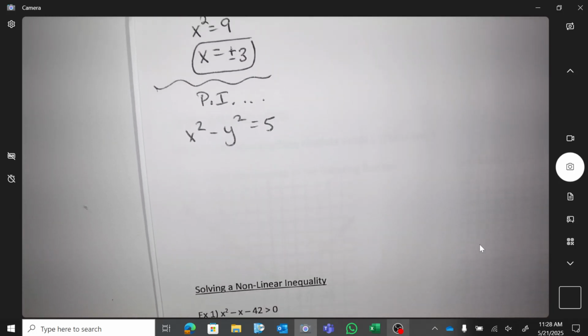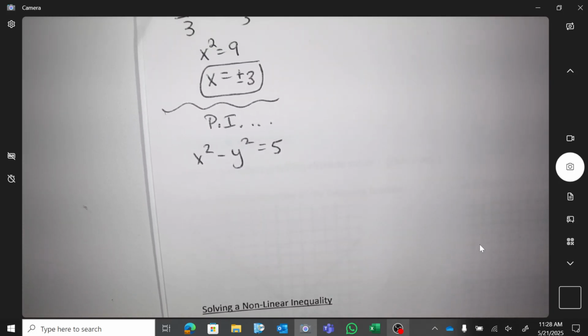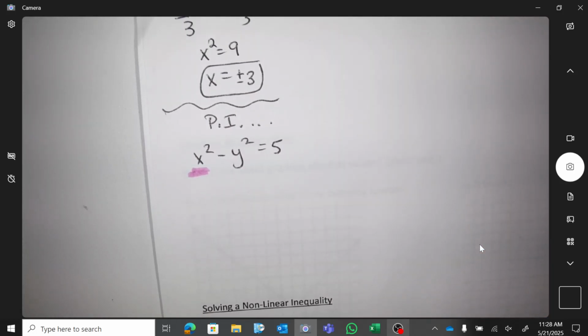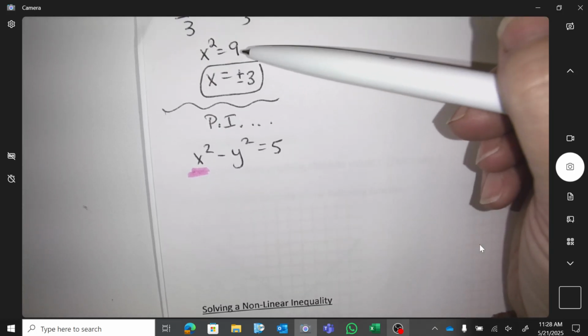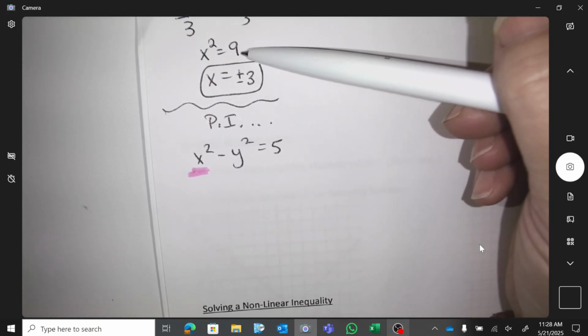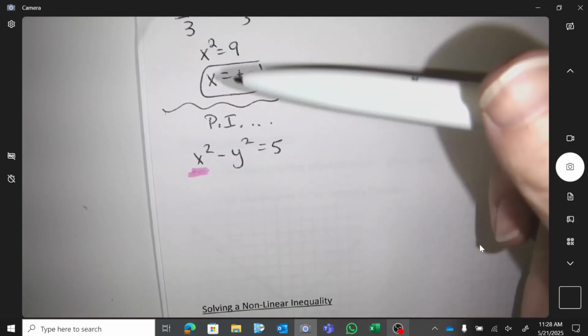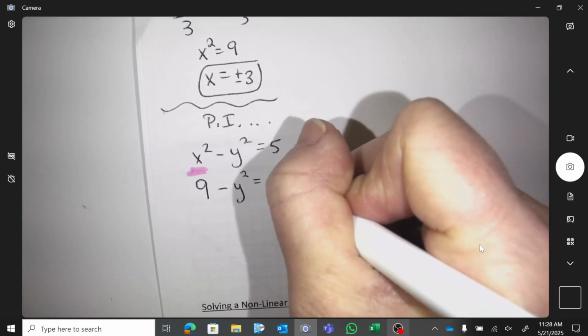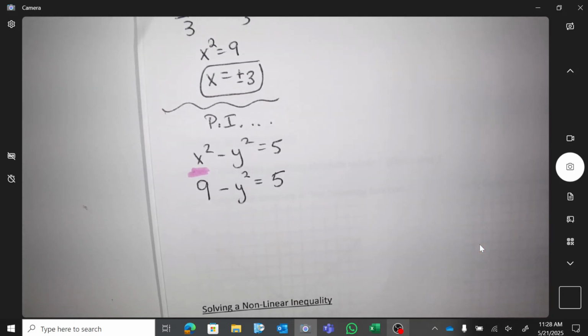Okay, I'll pick the top one. I am going to plug in for x squared. What can I replace x squared with? I can replace x squared with 9. Okay, you might have picked the other equation, and that's fine. We're going to get to the same answer.